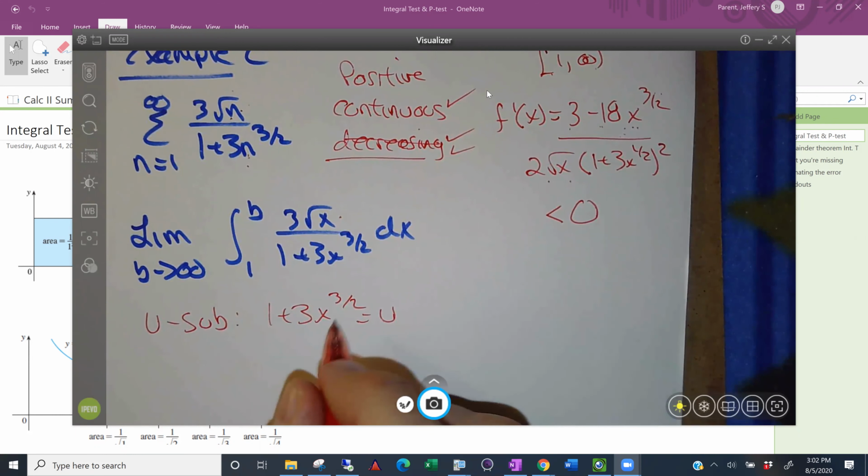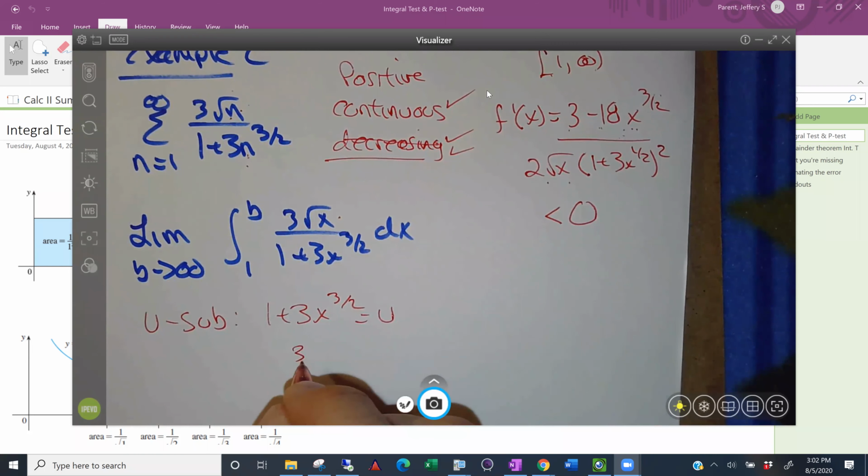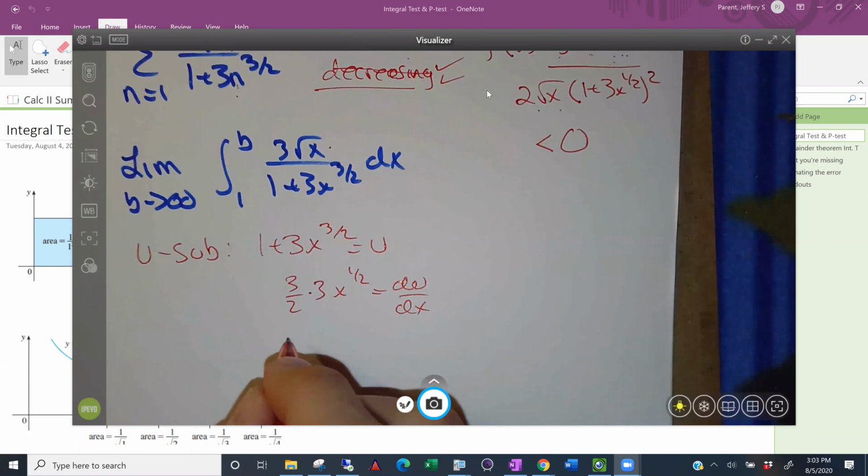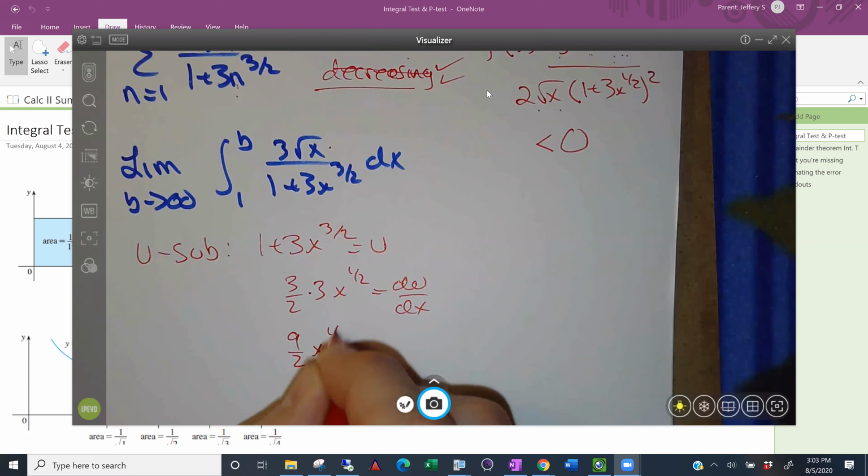So we're going to let this be our u. And then, of course, du is going to have 3/2 times 3, x to the 1/2 is going to equal our du. Let's see, and let's put the dx. Or 9/2 x to the 1/2 dx equals du.